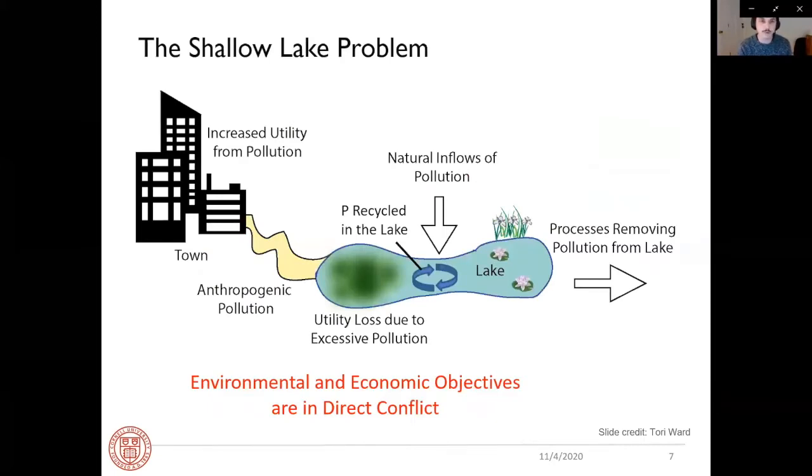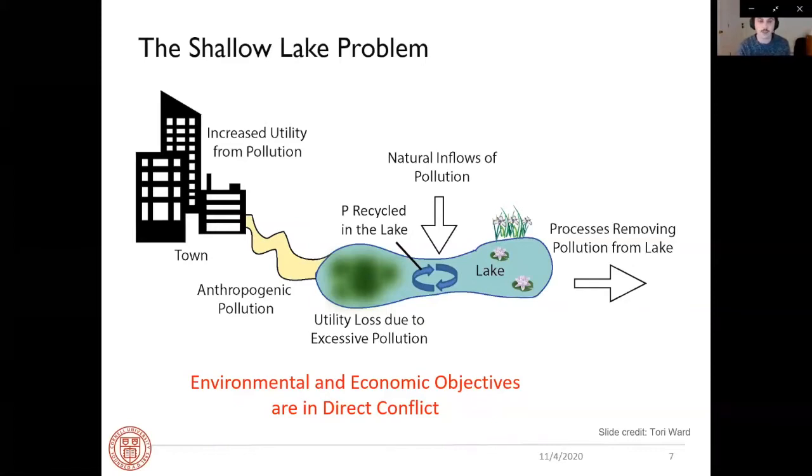So now that we've introduced Rhodium, let's talk about the case study we're going to use for demonstration. This case study is known as the shallow lake problem. And in this problem, we're looking at a small town or a small sized city that's situated on the side of a lake. And the town emits phosphorus, which is tied to its level of economic activity. So the more economic activity the town has, the more phosphorus it emits.